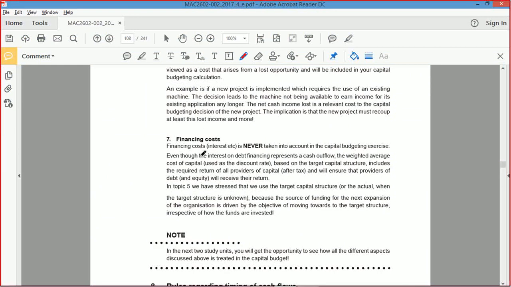Next bit, financing costs, also something that's not included. Why? Because it's looking at interest. So you're not going to be looking at a capital budgeting exercise, because remember, capital budgeting is looking at debt or equity. If I use more debt than equity, then I'm going to obviously have more interest, right?